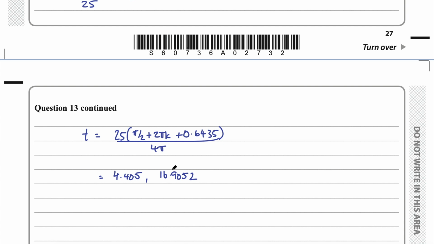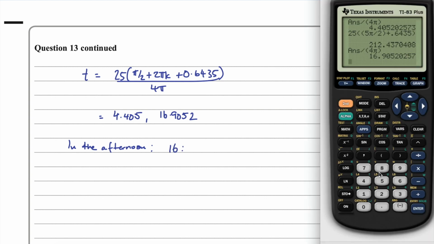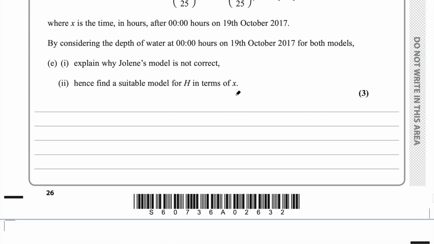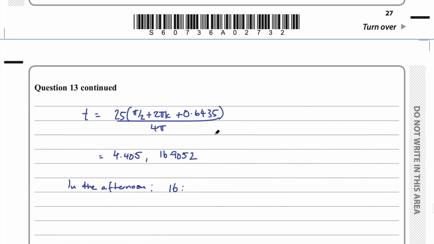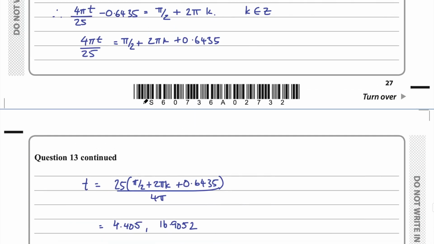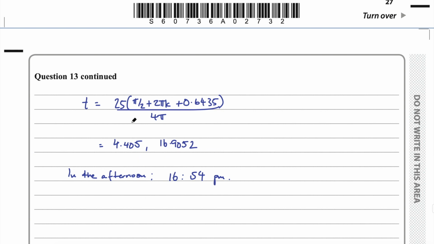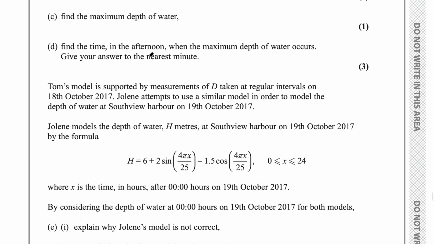And then I need to convert that 0.9052 into minutes. So in the afternoon, we'll have 16, and how many minutes? 0.9052 times 60 should give us the minutes, and that's 54. I'm pretty sure the question said to the nearest minute. Let me just double check that. Give your answer to the nearest minute. Yep, so this is going to round off to 16:54 p.m. So that's when we get a maximum depth in the afternoon, and there's also one obviously in the morning around 4 a.m. Okay, so just double check I answered everything in that question. Okay, so give your answer to the nearest minute.